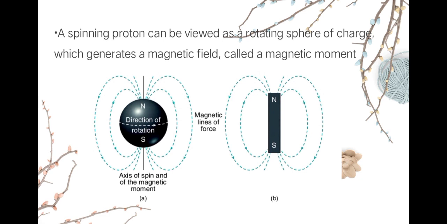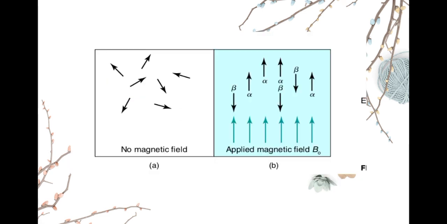So a spinning proton can be viewed as a rotating sphere of charge which generates a magnetic field, and it is called the magnetic moment. So this magnetic moment is the spinning proton. It is similar to a magnetic field produced by a bar magnet. So here, for example, on the left side there is no magnetic field in letter A, and then on the right side, the magnetic field is applied.